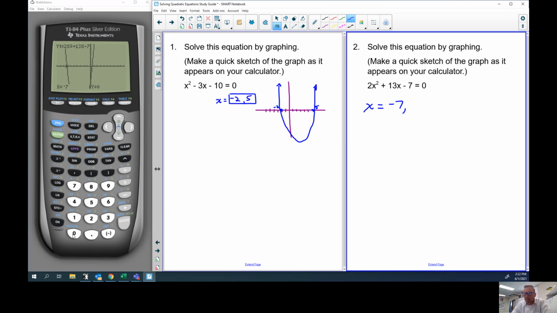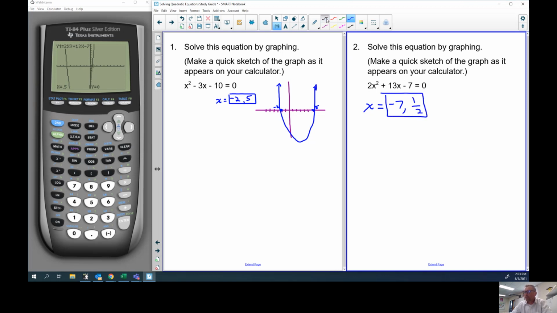The other one's right there. 1 is too much and 0 is not enough. Somewhere in between there, maybe it's 1/2. Yep, it is. So 1/2 or 0.5, accept either one of those.